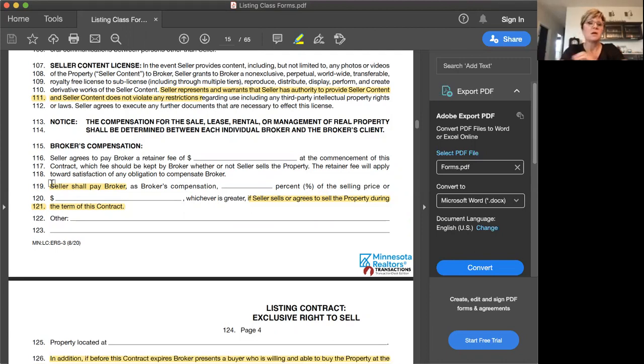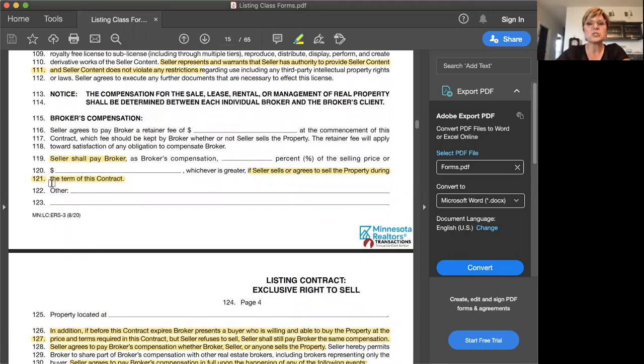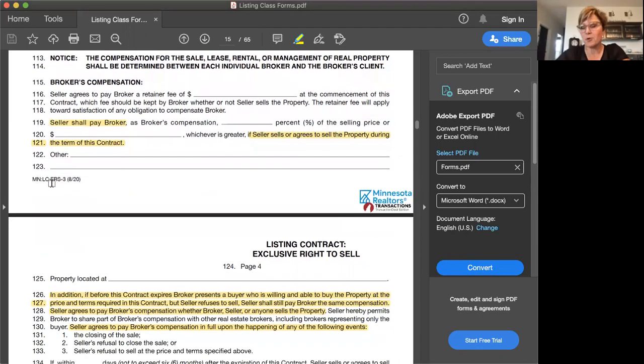Okay. The next section is also very important, right? This is probably what most sellers think is the most important part of the listing contract, and that's all about the compensation and how we get paid. So, broker's compensation, line 16. Are you an agent that charges an upfront retainer fee? We have every right to do that. The majority probably don't, but you absolutely do have a right to do that.